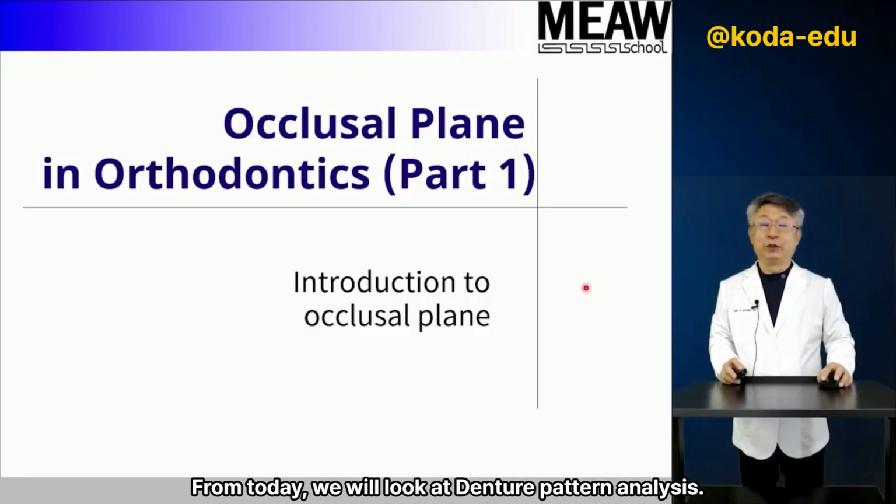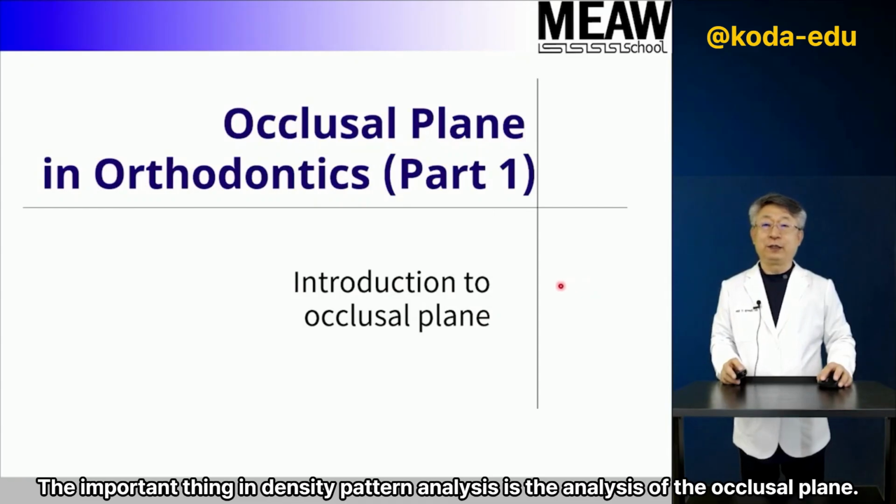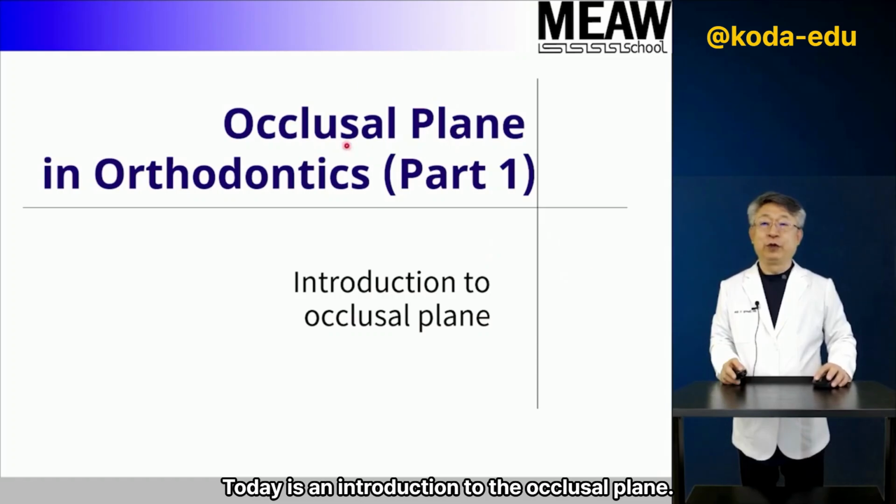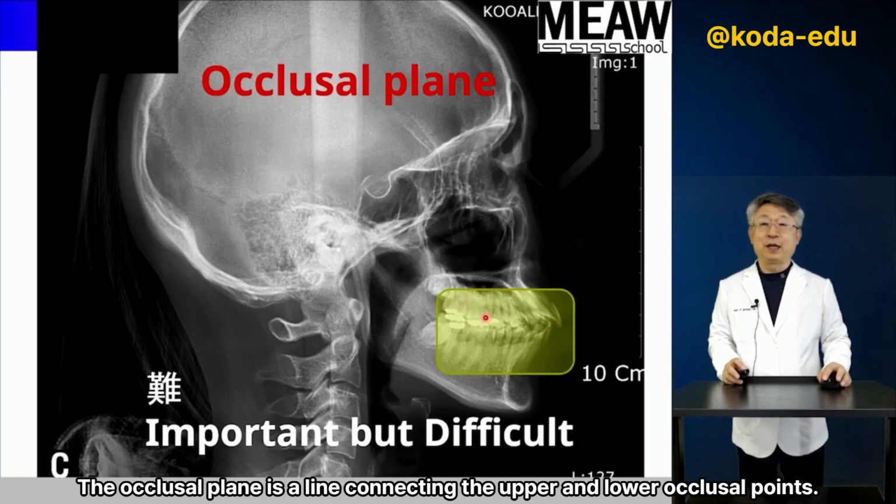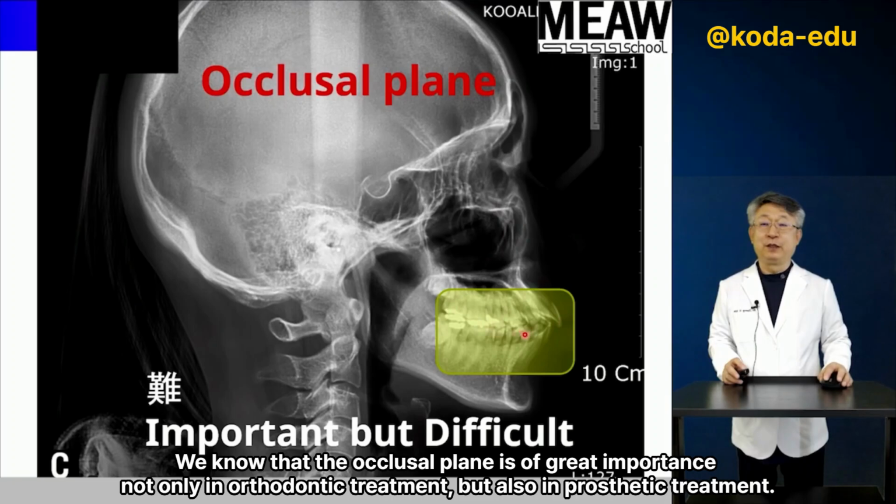From today, we will look at denture pattern analysis. The important thing in denture pattern analysis is the analysis of the occlusal plane. Today is an introduction to the occlusal plane. The occlusal plane is a line connecting the upper and lower occlusal points. We know that the occlusal plane is of great importance, not only in orthodontic treatment, but also in prosthetic treatment.